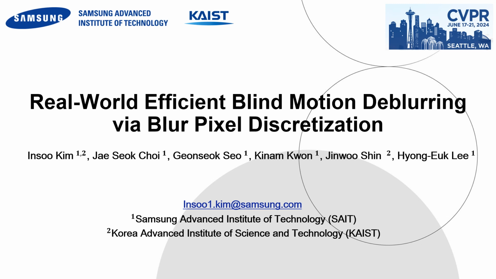I'm Insu Kim, working at Samsung Advanced Institute of Technology and also studying at CAST. In this presentation, I'm going to talk about our work, real-world efficient blind motion deblurring via blur pixel discretization. This is about blind motion deblurring using blur pixel classification for building an efficient model.